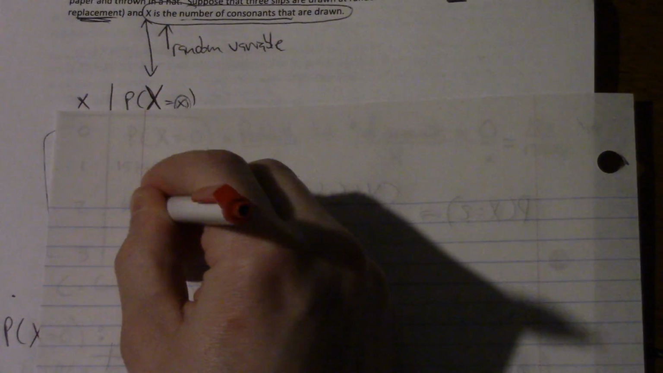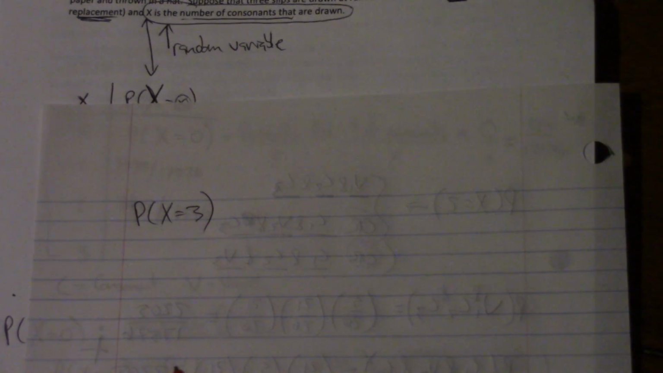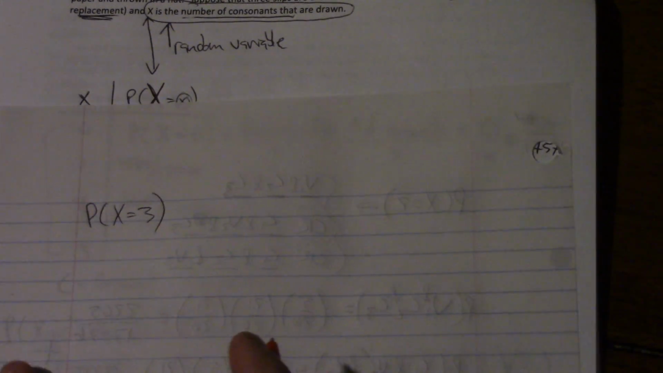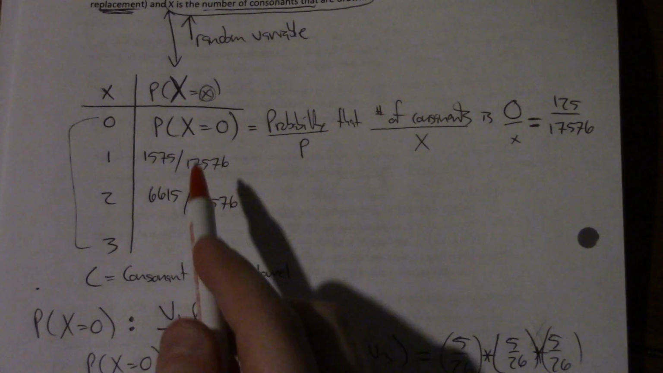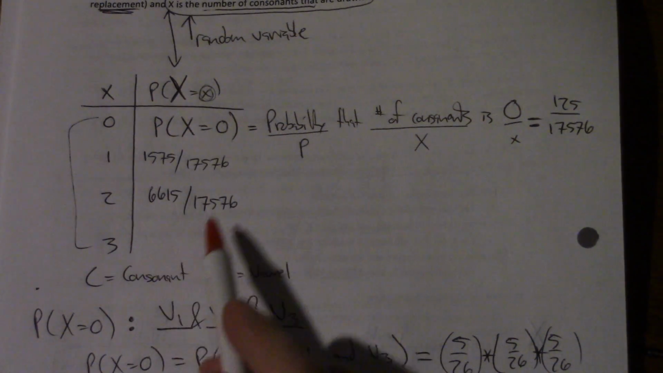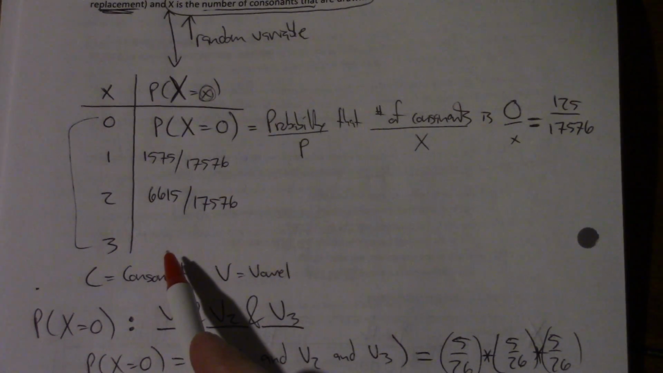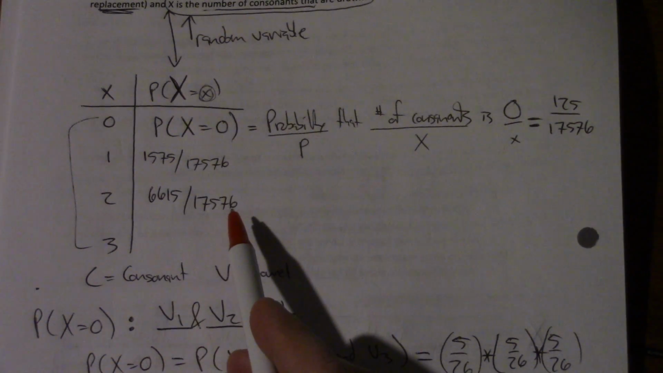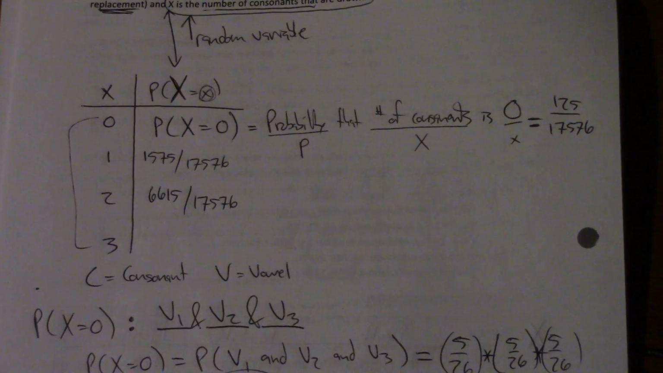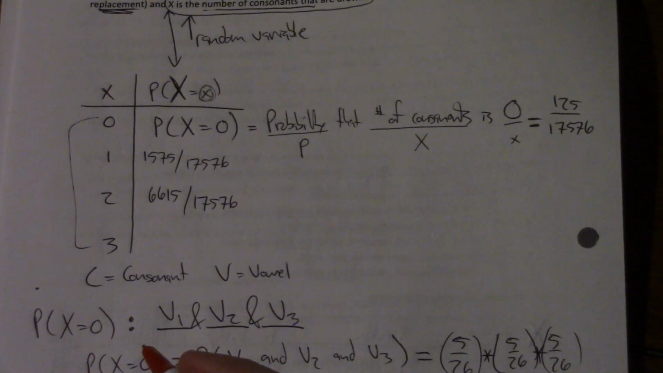Now we're interested in finding the probability that x is 3. Let's start with the easy way. We know something about this distribution. In order to be a valid probability distribution, all of these probabilities have to add up to 1, or in this case, 17,576 over 17,576. So we can use the complement rule to find the probability that x is 3.